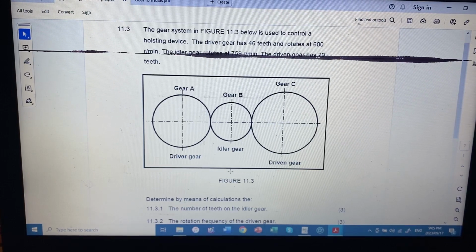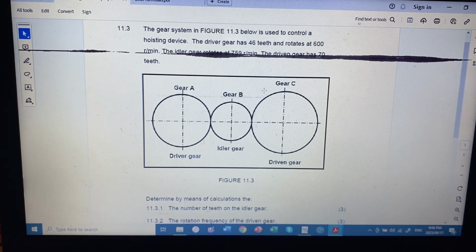This video is also about gear calculations, but specifically when you look on the front side of the gears, when you see the front angle.